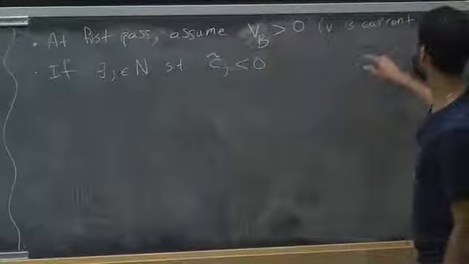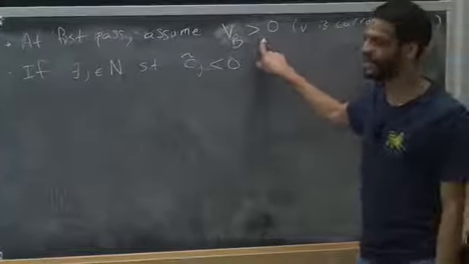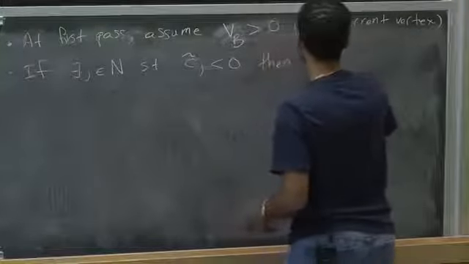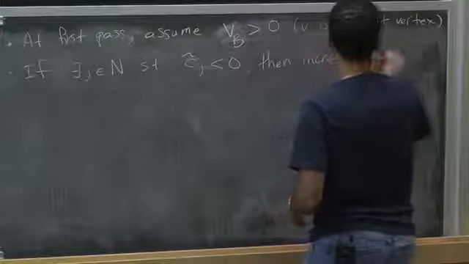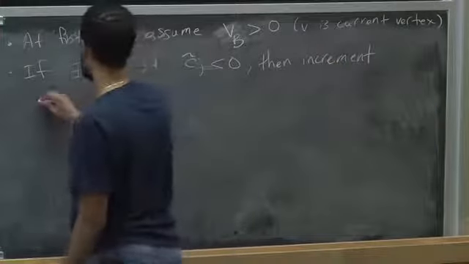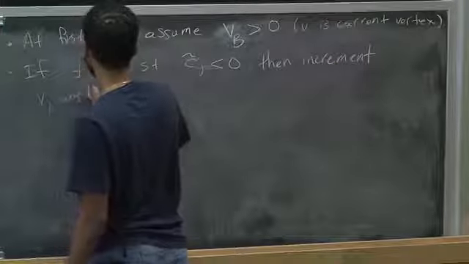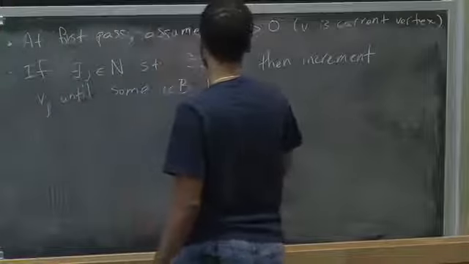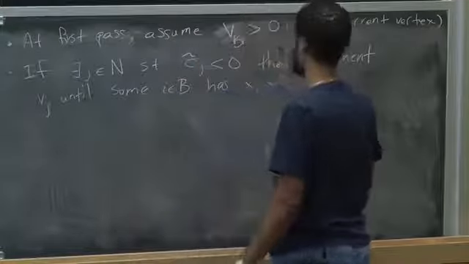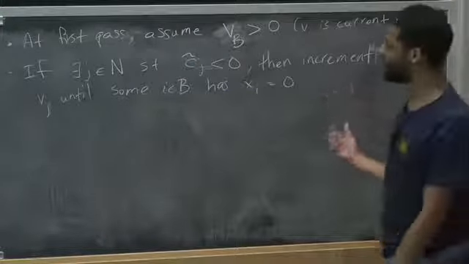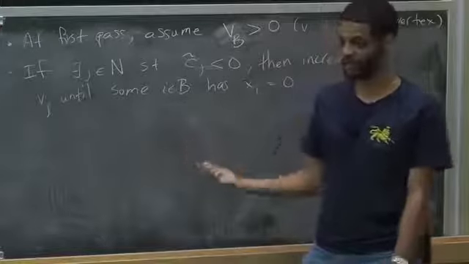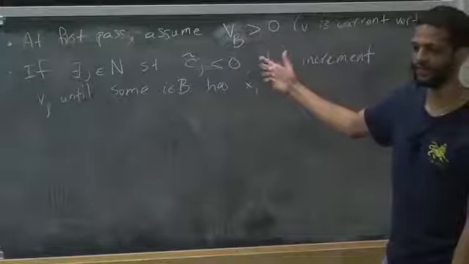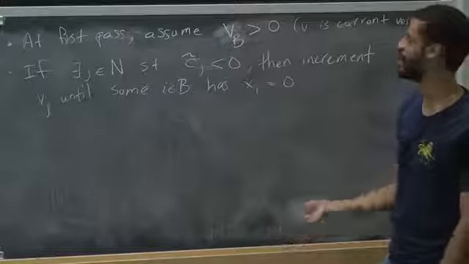And the point is, if VB is strictly positive, that means I can move some amount. So if there exists a j, then increment Vj until some i in B has xi equals 0. And the point is, the amount of increment I can do before this happens is positive, right? Because they all started strictly positive, and they move continuously when I increment this coordinate.